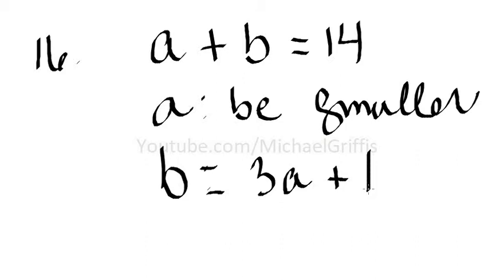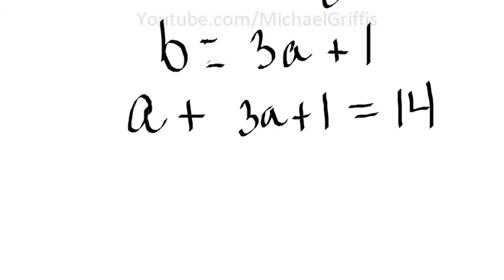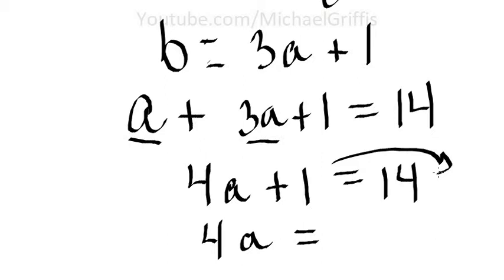Alright. Okay, so a plus b, we know what that is. That's 3a plus 1, and it's all equal to 14. How's that? It's all equal to 14, and we want to solve for a in this problem. So we have some like terms here. 4a plus 1 is equal to 14. 4a is equal to, bringing that 1 over, that's going to be 14 minus 1, so that's 13.